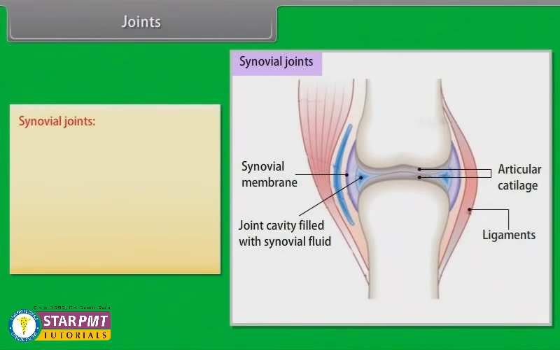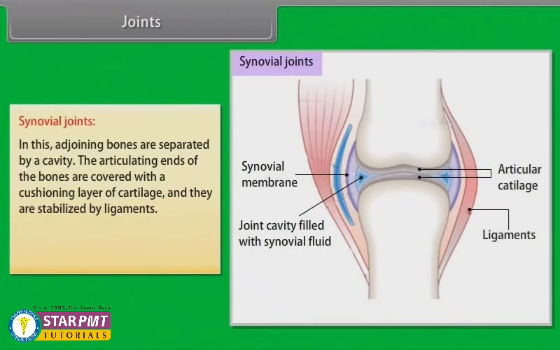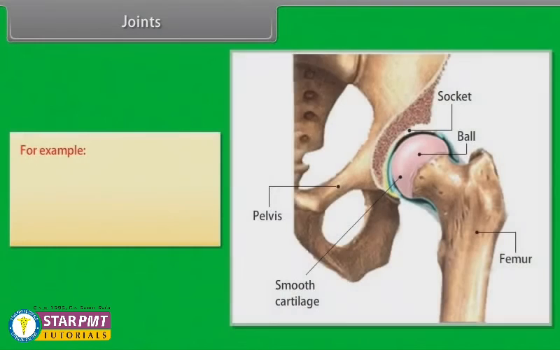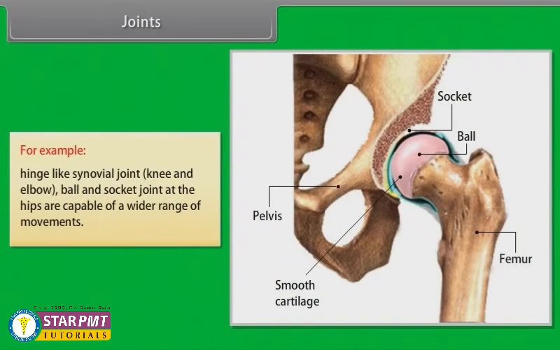Synovial joints. In this, adjoining bones are separated by a cavity. The articulating ends of the bones are covered with a cushiony layer of cartilage, and they are stabilized by ligaments. Synovial joints are built to allow movement. For example, hinge-like synovial joints such as the knee and elbow, and the ball and socket joint at the hips, are capable of a wider range of movements.